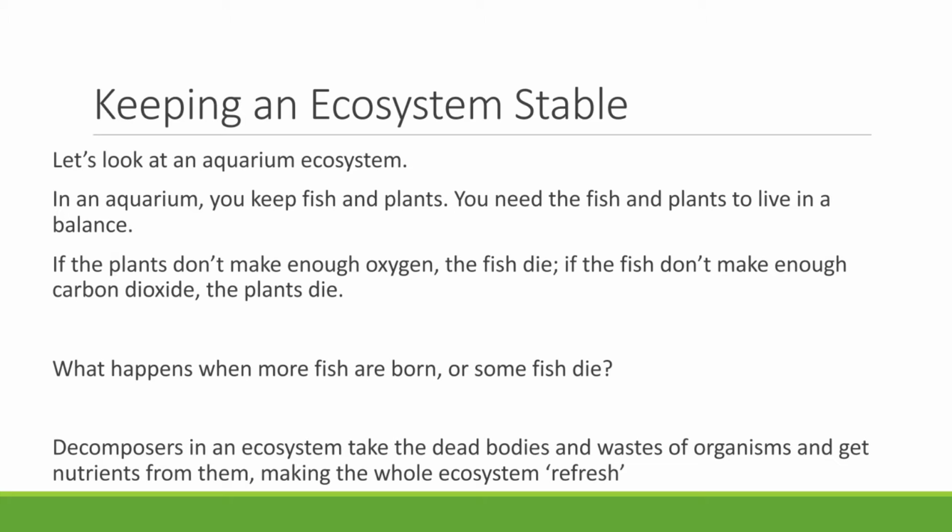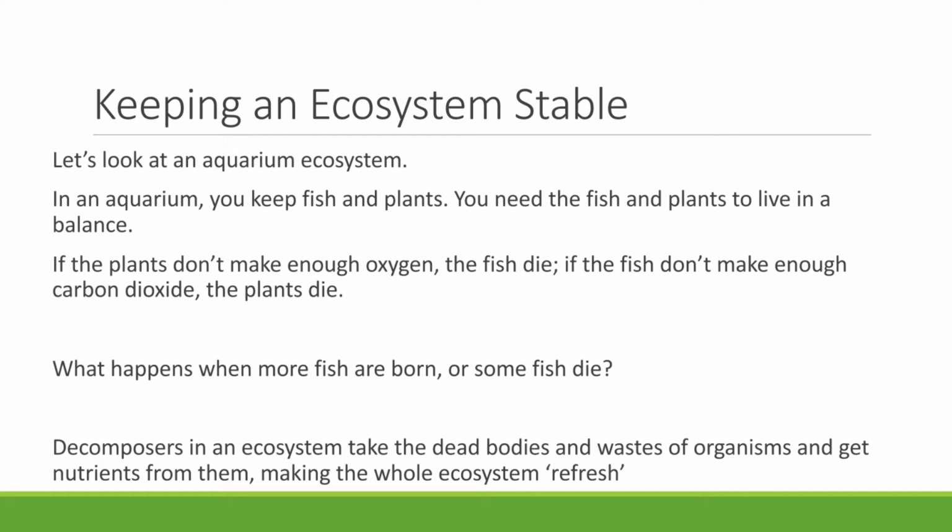keeping an ecosystem stable, we can talk about a model ecosystem. An aquarium is a great model ecosystem. You put water in there, you put fish in there, you take care of the abiotic factors, you make sure that there's enough sunlight, you make sure that there's enough water, you make sure that the temperature is correct. And then you use plants and other things to help balance out the oxygen. Right?